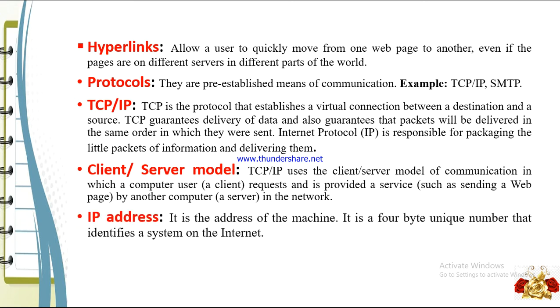In those networks, you have to use an address, that is the IP address. It is the address of the machine. It is a 4-byte unique number, for example 121.195.95.1. That is a 4-byte unique number that identifies a system on the internet.